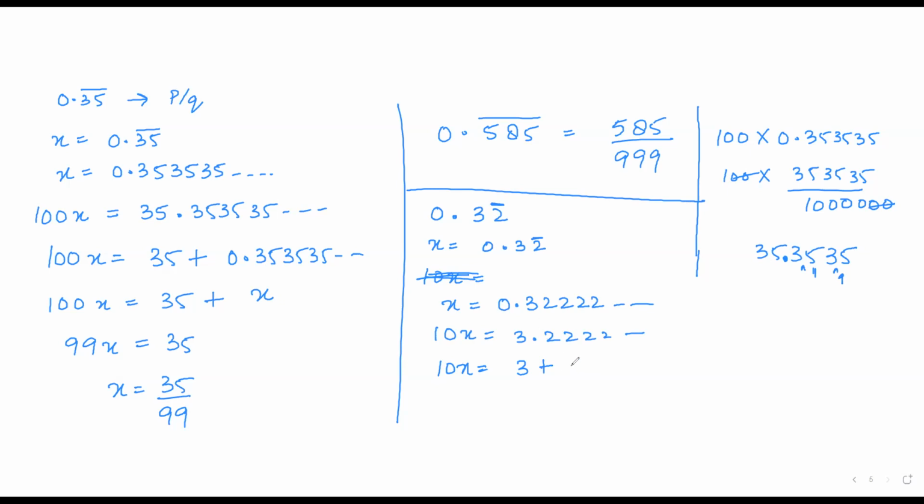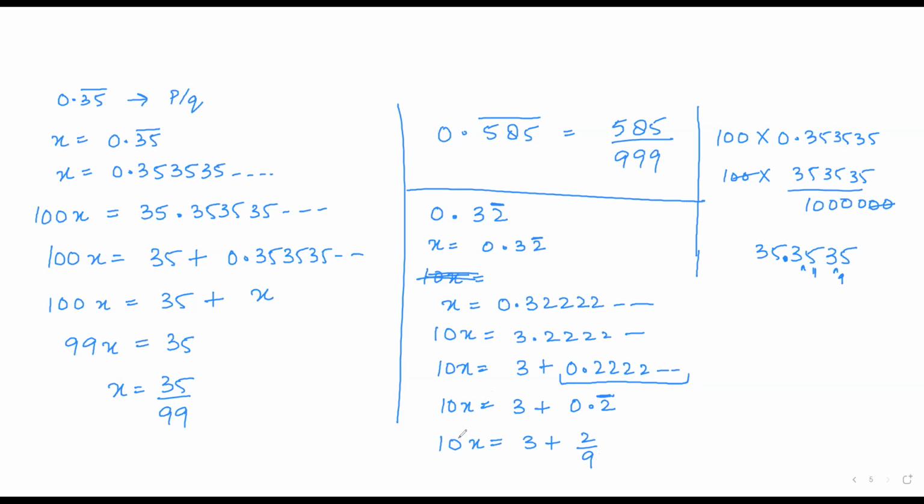So 10x is 3 plus 0.2222, right? So this can be written as 0.2 bar, isn't it? Yes. This number, because 2 is repeating, so I can write it as 0.2 bar. So 10x is 3 plus 0.2 bar, you can write 2 by 9 because you already know the pattern. Is it okay? Yes.